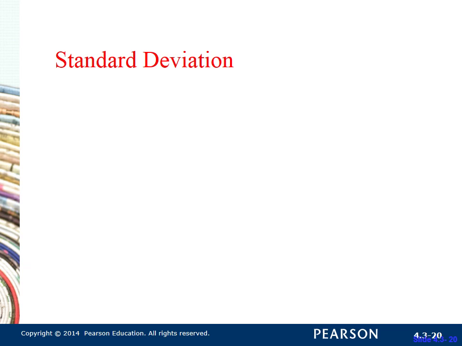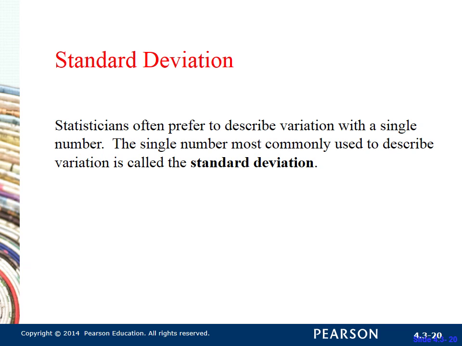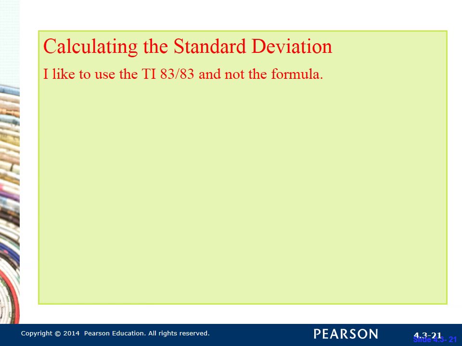Now we're going to take a look at standard deviation. This is one of the most important measures we have for a data set, and we're going to be using this a lot as we move into our later information about inferences. We're going to be using means and standard deviations to make lots of inferences about data sets. So this is a real critical one. Statisticians often prefer to describe variations with a single number. The most commonly used to describe a variation, used in tons and tons of formulas, is the standard deviation. It gets the name standard because it's very typical.